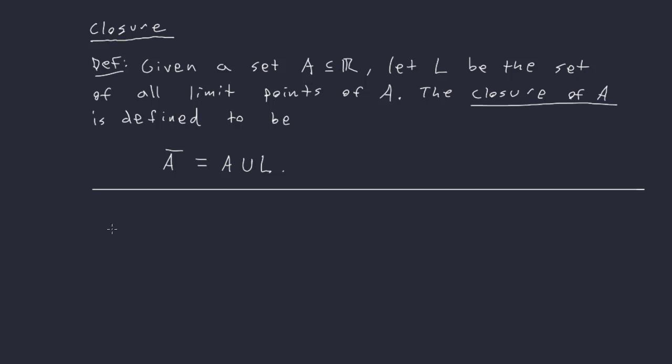Okay, an example of this would be one of the previous examples we looked at, which is just our 1 over n, where n is in the naturals. Okay, this set was not closed. We talked about that before, but its closure would basically be A union 0, which we discussed is its only limit point. Okay, so that's what the closure does. It just unions in any limit points.